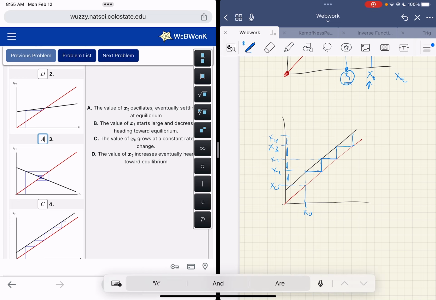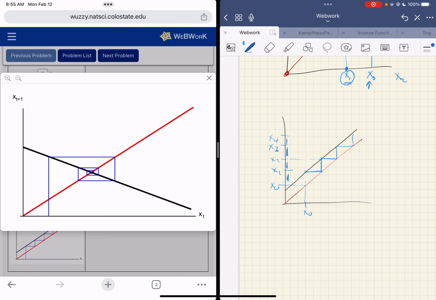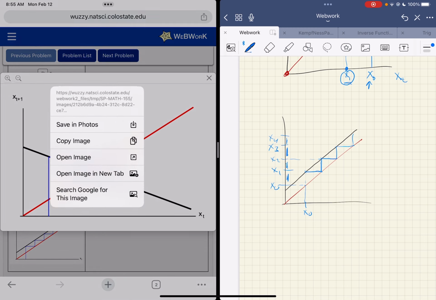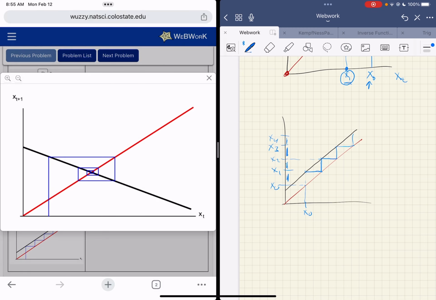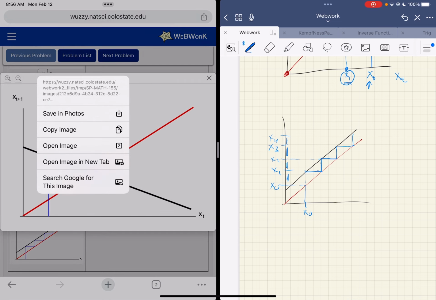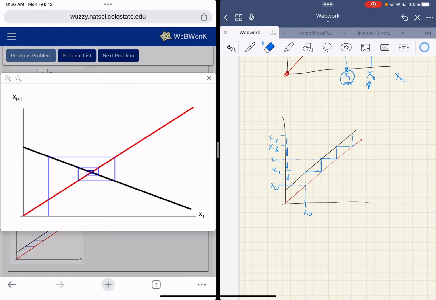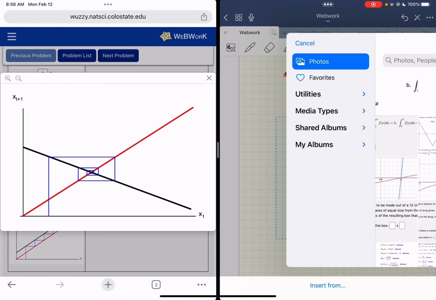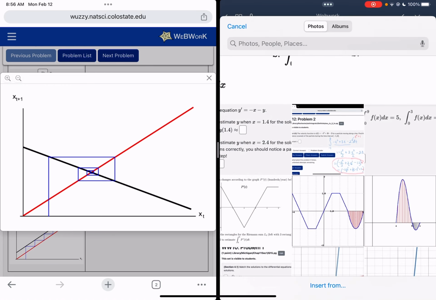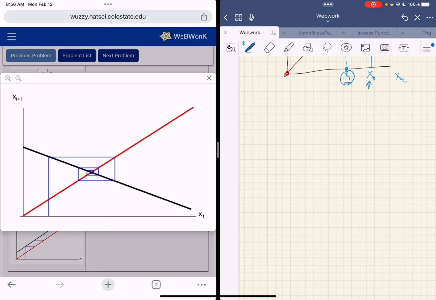If you keep track of your blue line, starting on the x-axis, that'd be a faster way to do this. I could just copy the image, hop over here, and paste the image, if my eraser would work. You know what? I wonder if I just... okay, just don't care. Whatever.